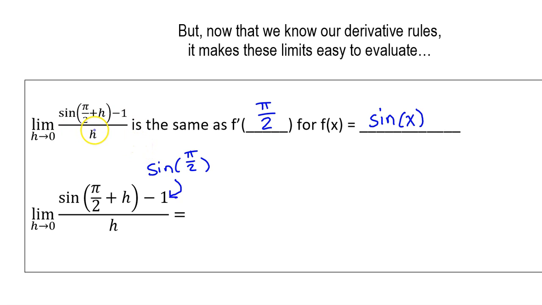Since this limit is equivalent to f prime at pi over 2, where f is the function sine x, we can evaluate this limit by taking the derivative of sine x and evaluating that at pi over 2. The derivative of sine x is cosine, and we can evaluate cosine at pi over 2. Cosine is the x value on the unit circle, and cosine at pi over 2 is 0. So that's a really easy way to evaluate this limit.